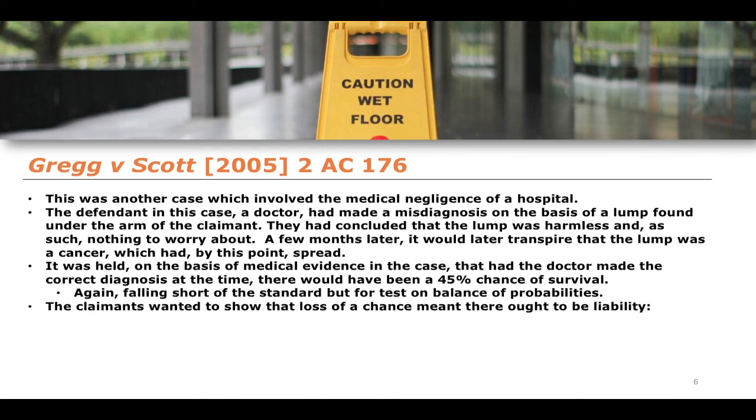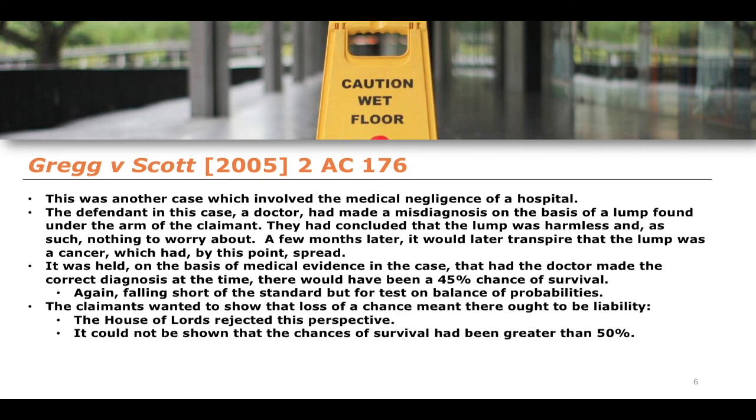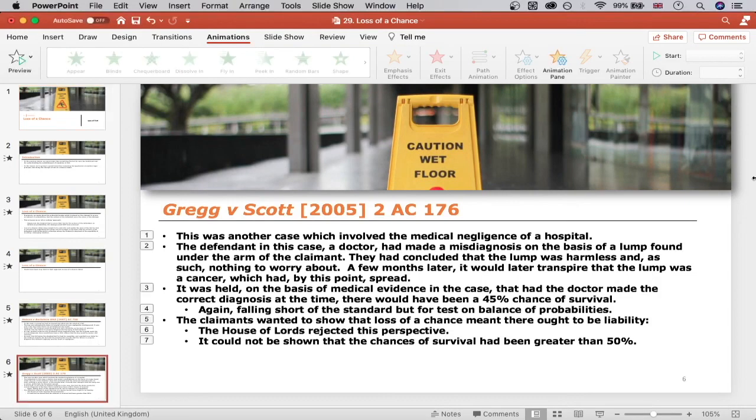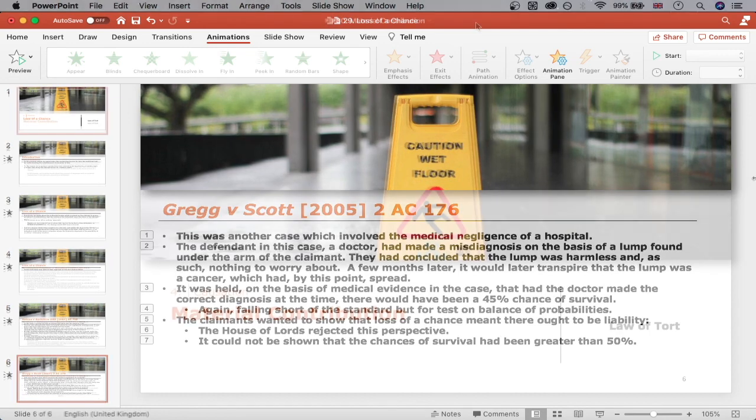Now, what the claimants wanted to show was that a loss of a chance meant there ought to be liability. The House of Lords again would reject this perspective. It could not be shown in this case that the chances of survival had been greater than 50%, that the claim itself would have been greater than 50% on the balance of probabilities. And so the courts have always been reticent: if there is a below 50% chance that the event would not have happened, that is, that the negligence did not cause the damage, then the courts have always been very reluctant to allow liability in those cases.